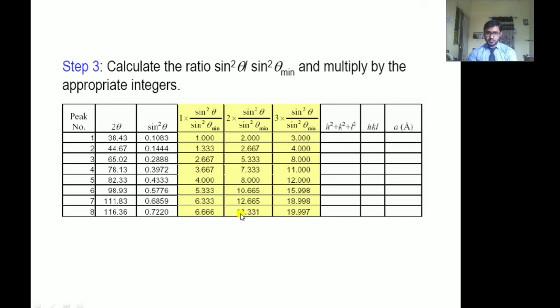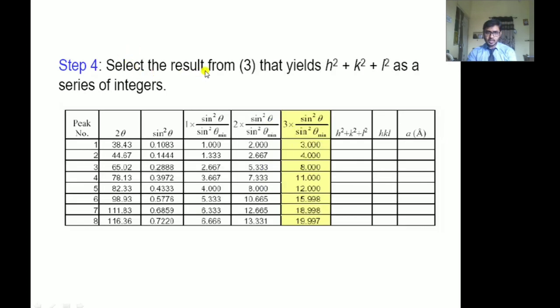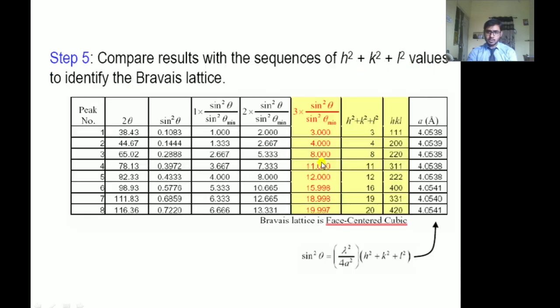But if it is 13.331, you cannot say it is 14. If it is very near to the next number, then you can consider it as the next integer number. Then select the result for h square plus k square plus l square as a series of integers. So this will be a series of integers. This 18.99 becomes 19, 15.99 becomes 16, and 19.99 becomes 20.